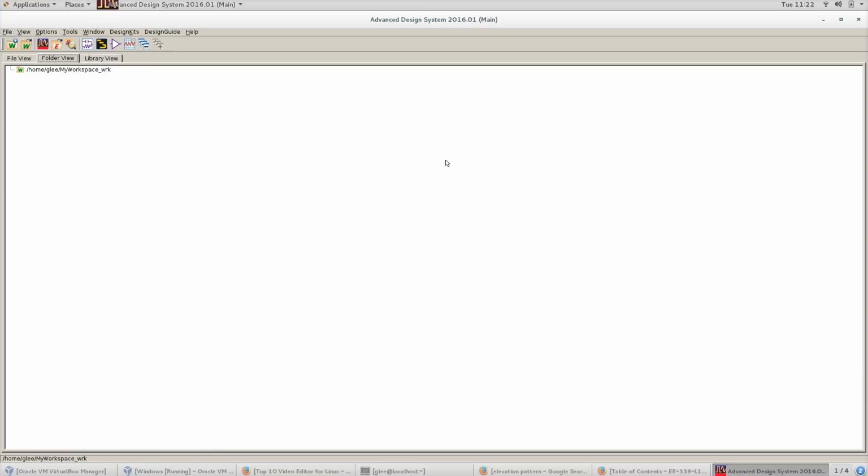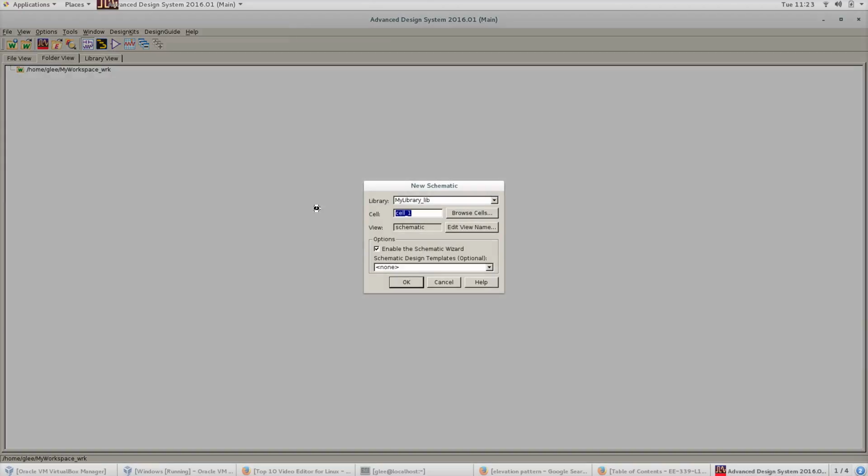Alright, so from here, this is the folder view, and under this folder view will be anything that you create and put into the workspace. So what I'm going to do is open up a new schematic to get it going. But you could also create a new layout directly, or create a symbol view, or a new data display window, and you can do a lot of other things here. There's a lot of stuff up here that you can deal with, but for right now we're just going to hit a new schematic and move forward from there.